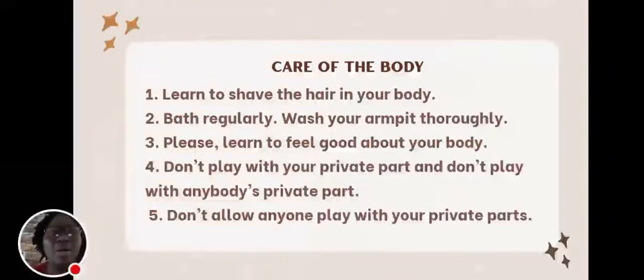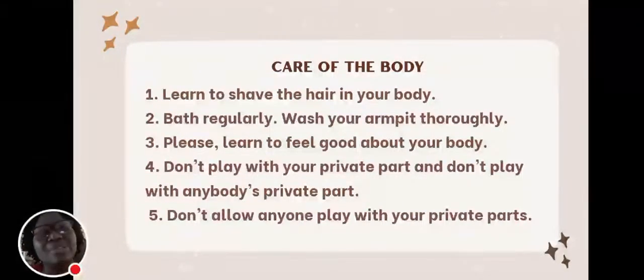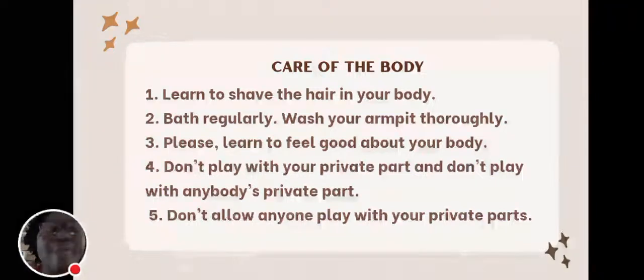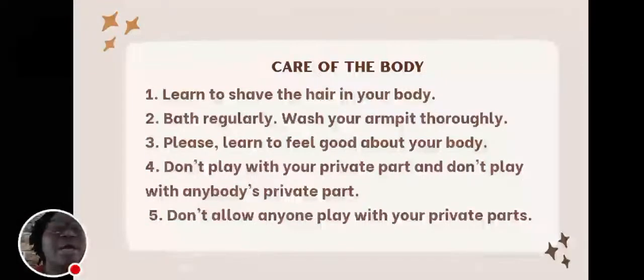Care of the body. Now, let's talk about the care of our body. Before we get to puberty, I know we must have been taking care of our body, but now that we have gotten to puberty, we need to do it more and more. We need to take care of our body. Number one, we must learn to shave the hair in our body. I told you that both female and male begin to grow hair in their armpits and in their private parts. We should learn to shave the hair in our body.